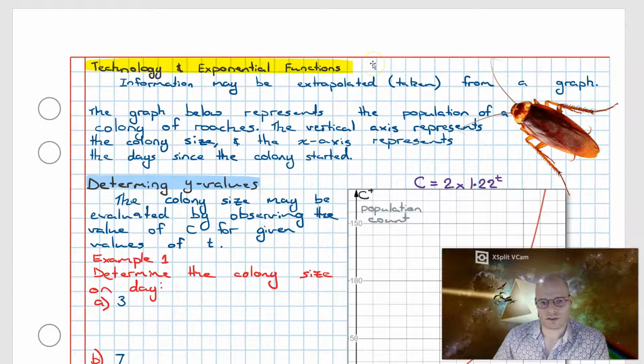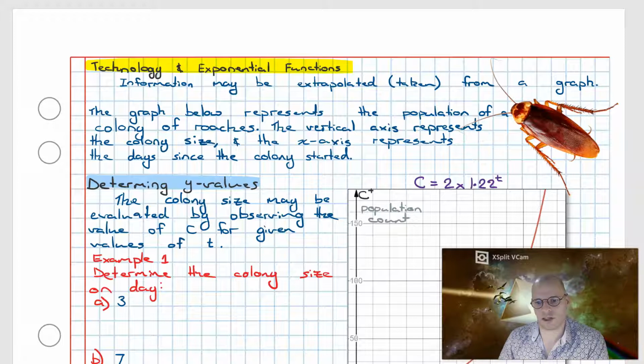Welcome to this video on the topic of exponential functions. In this video, we're going to have a look at how we can use our calculators to aid us in the analysis of exponential functions as well as the solving of exponential equations.